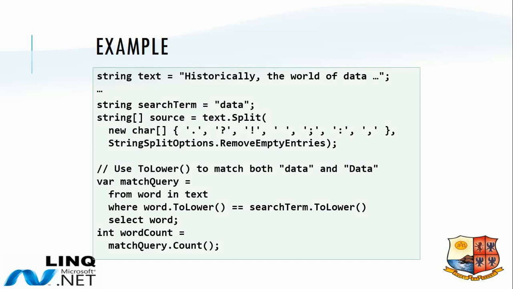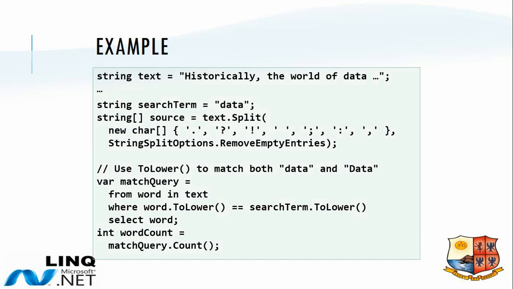So string search term is equal to data. String array source is equal to text dot split. Please note that is an inbuilt method which we have, split. And you're giving a character array of dot, question mark, exclamation, all these things. What we are saying here is we are trying to split that entire thing into a lot of things, source. I hope you guys follow. That's the first part, that's just a string. Now we use ToLower, which is another important method. ToLower, ToUpper are part of the C sharp string, right?